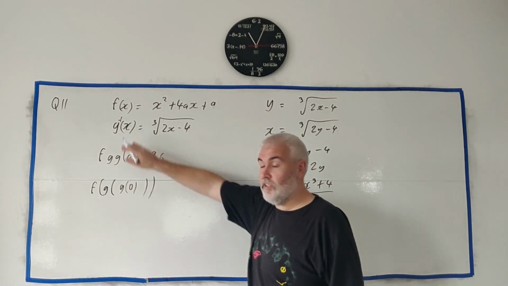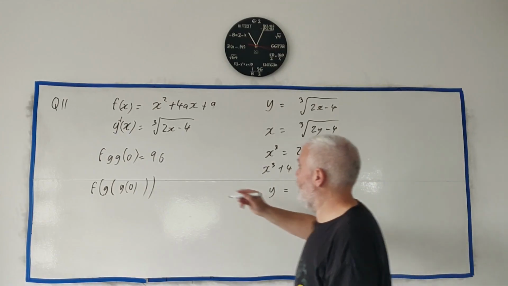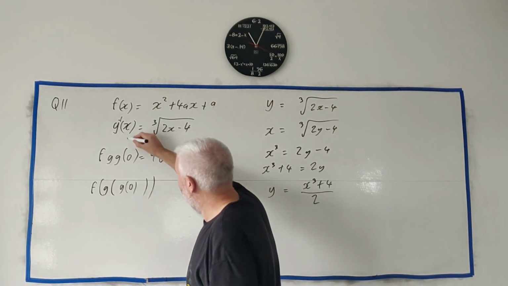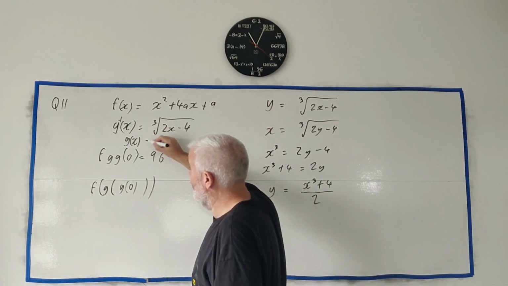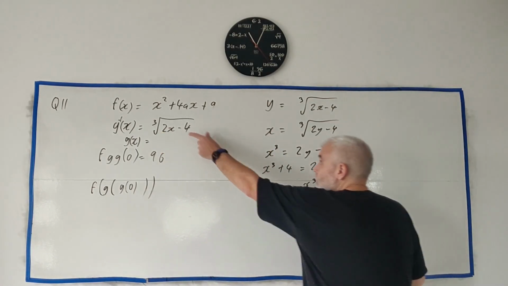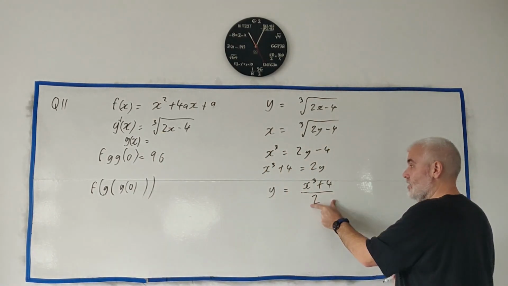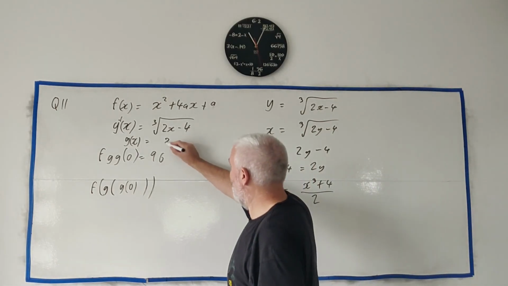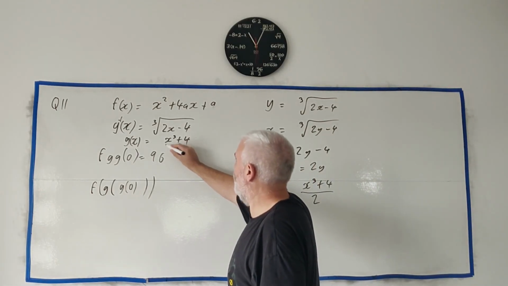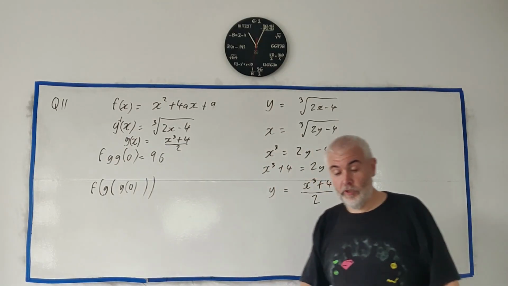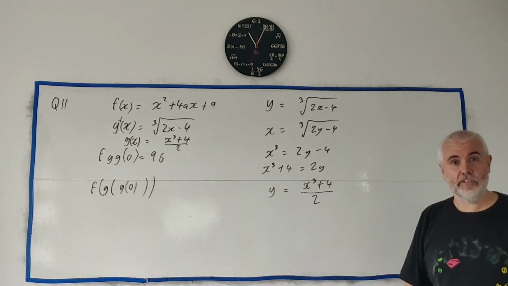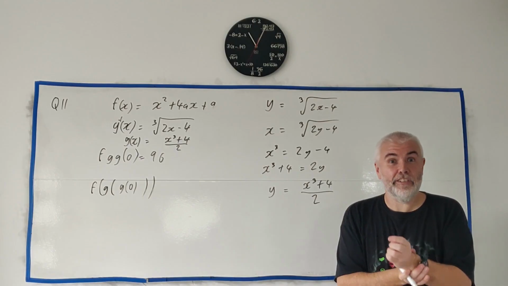But we know the inverse of this function is, let me write it up here, the inverse of this function is back to g. So the inverse of this is g, and the inverse of this is also this here. So g of x is x cubed plus 4 over 2. That's the first thing you would have needed to do to solve this question. It's not too difficult from this point on.